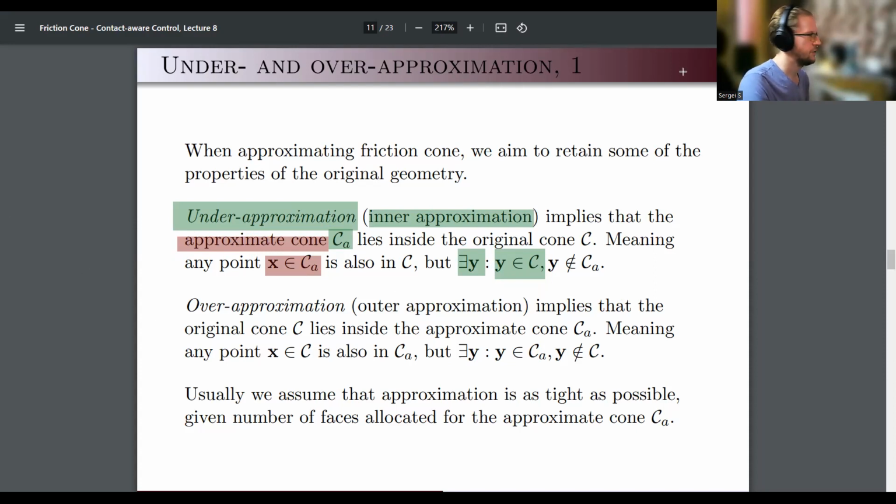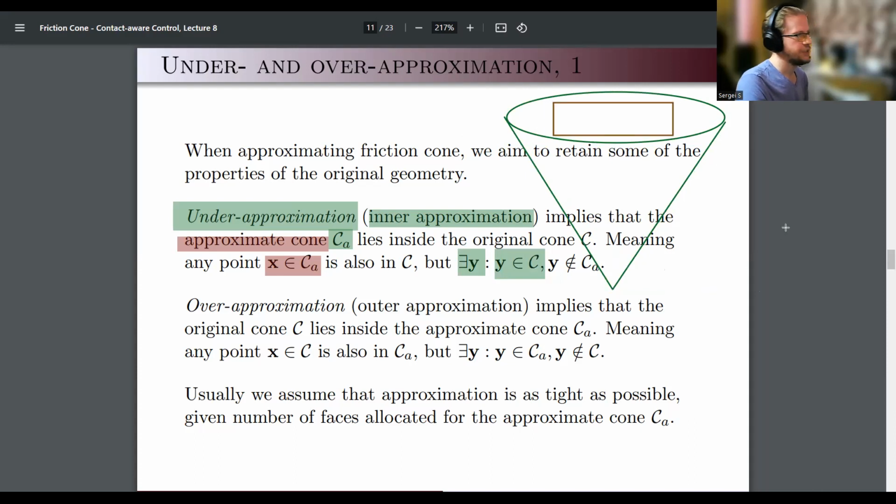Just to give a very crude example, here is the original cone. Let me change color. The under approximation looks like this, so the cone lies inside. Except we don't like this kind of sloppiness. We want it to be as close to the original cone as possible. So we make sure that it touches the boundaries at least. So this is the under approximation.